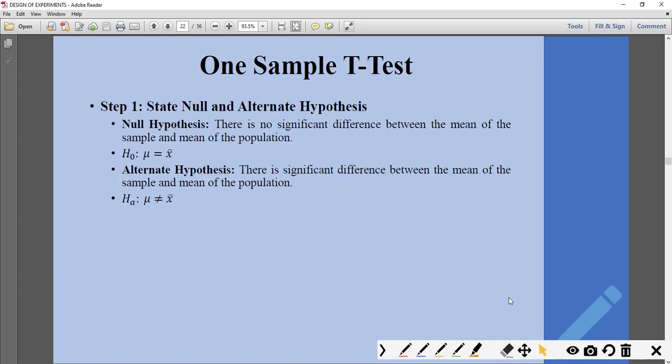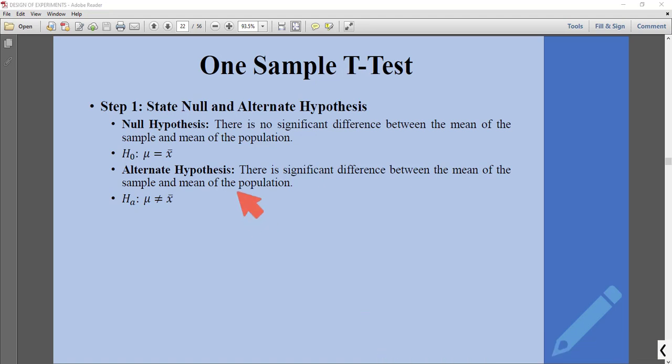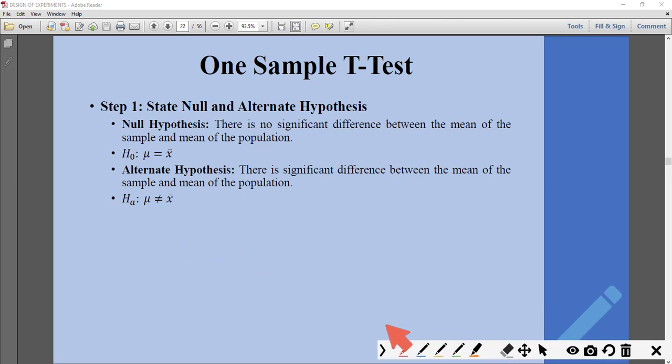Now how to perform one sample t-test? What is the first step? The first step is always to write the null hypothesis and the alternate hypothesis. What is the null hypothesis? The null hypothesis states that there is no significant difference between the mean of the sample and the mean of the population. What does it mean? For the null hypothesis we will assume that the person who is speaking is telling the truth, that whatever the advertiser is saying, that my product contains 6 ounces of protein, is true. Okay, that is what we will assume.